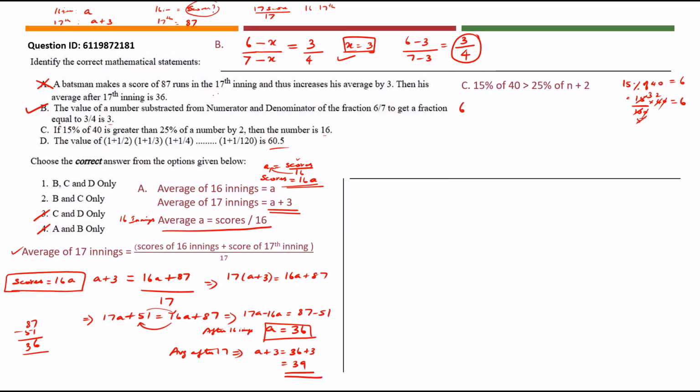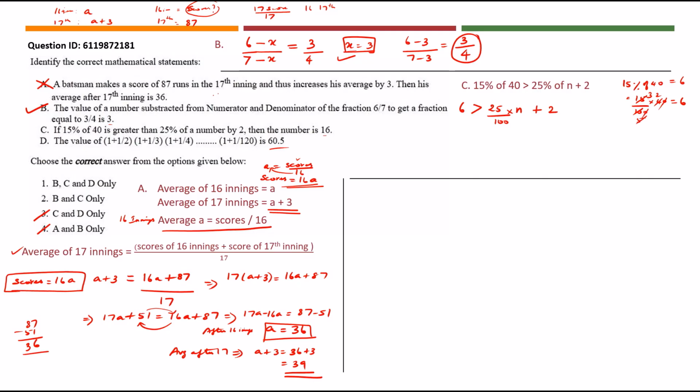Let's have 6 here, greater than 25% of a number. So 25 divided by 100 into n. How much is it greater? It is greater by 2, which means it just has 2 extra. They say this particular number n is 16.